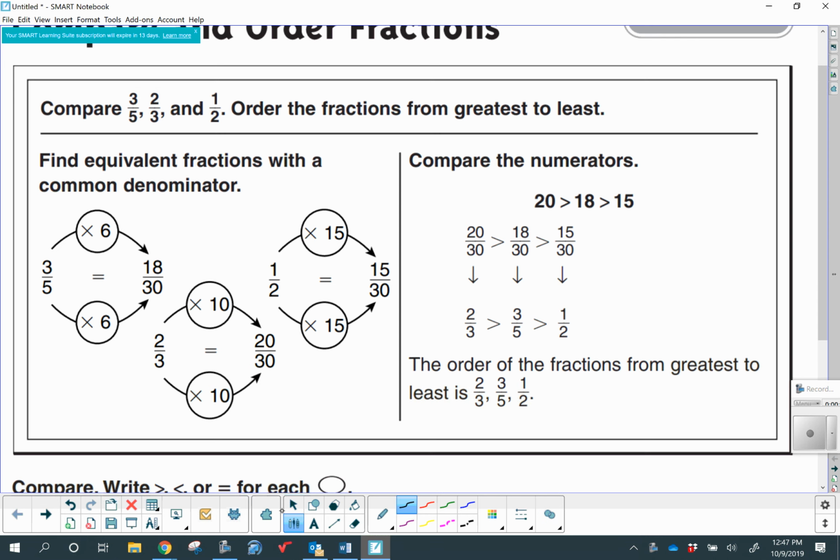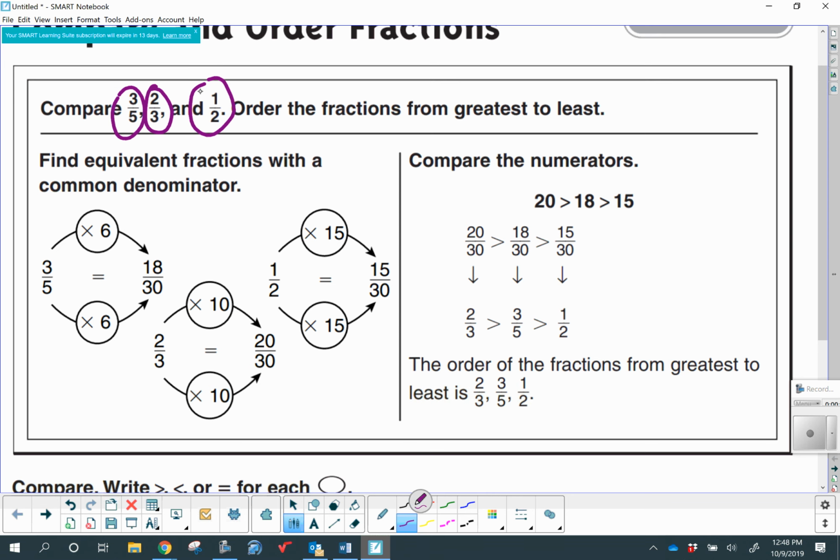So if you look at our first example, we have 3/5, 2/3, and 1/2. And we want to compare those fractions, so determine which one is bigger than the other. But because they all have different denominators, we can't compare them until we get the same denominator. That would be like comparing apples and oranges. Not easy to do, so we need to find the common denominator.